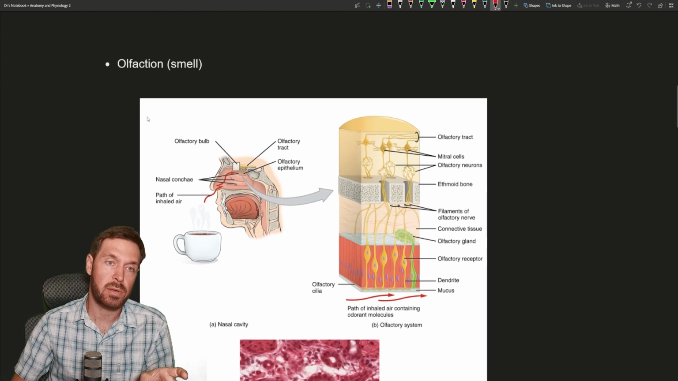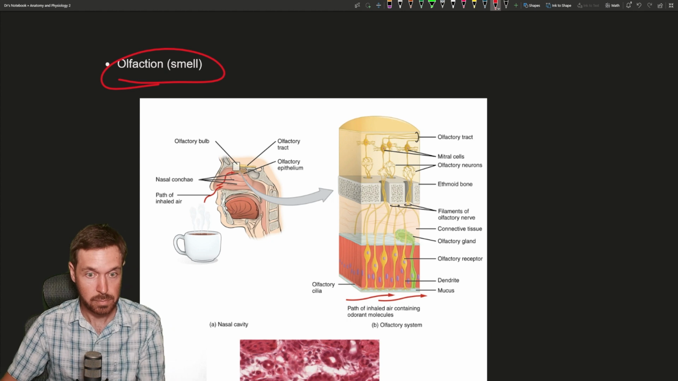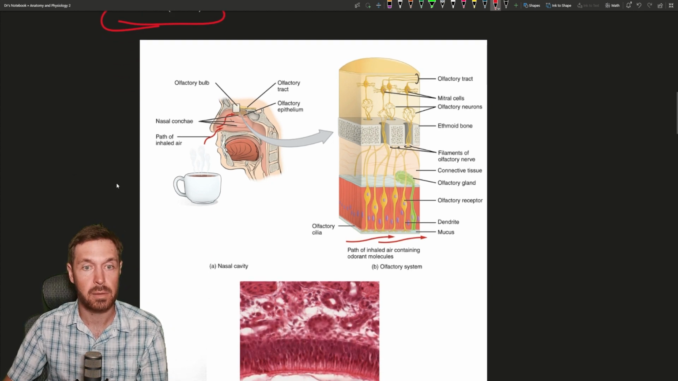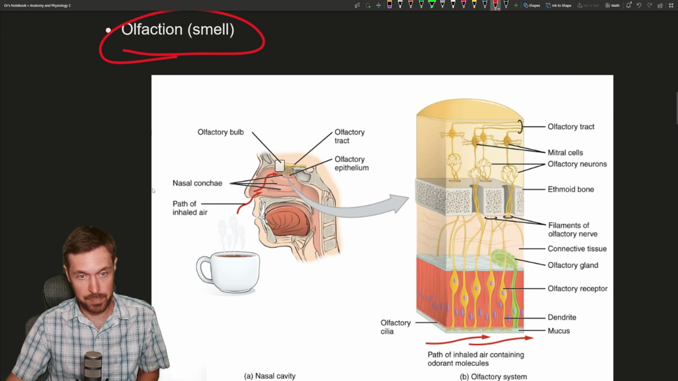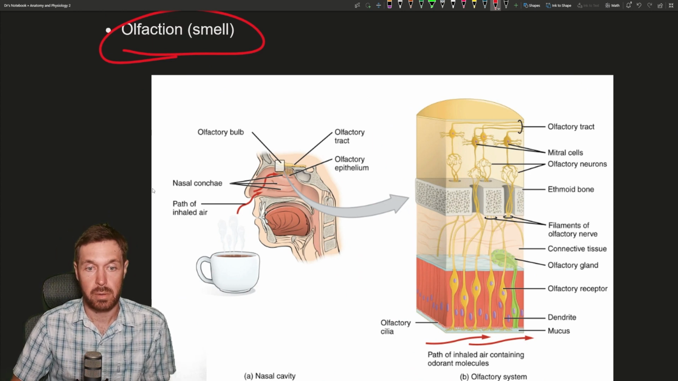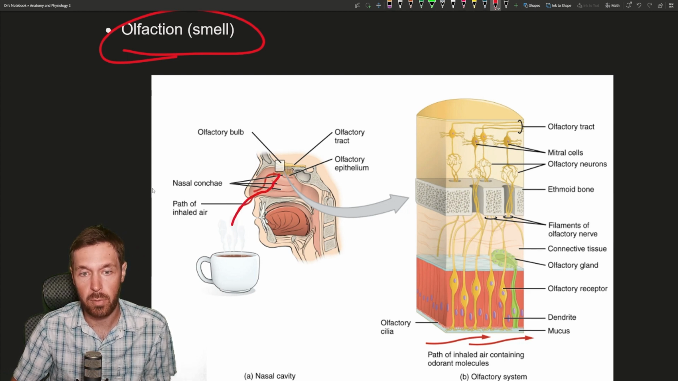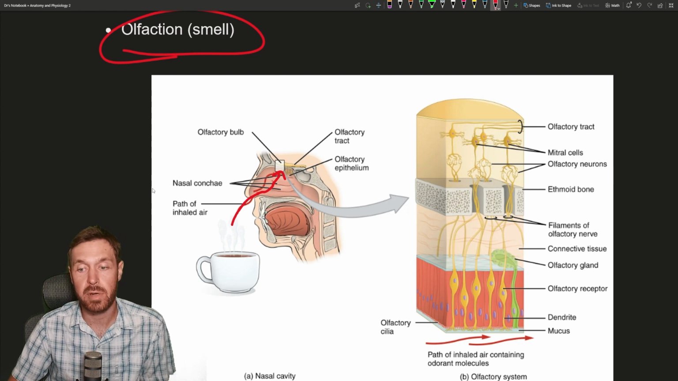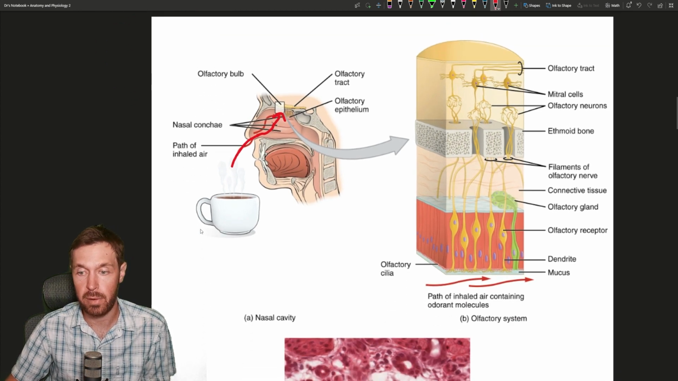All right, so next up is olfaction. Olfaction here is smell. So for smell, of course, it all occurs in the nasal cavity. So inhale, it has to be a chemical that you inhale, comes in, and then once it gets up to the roof of your nasal cavity, that's where it interacts with your olfactory epithelium.